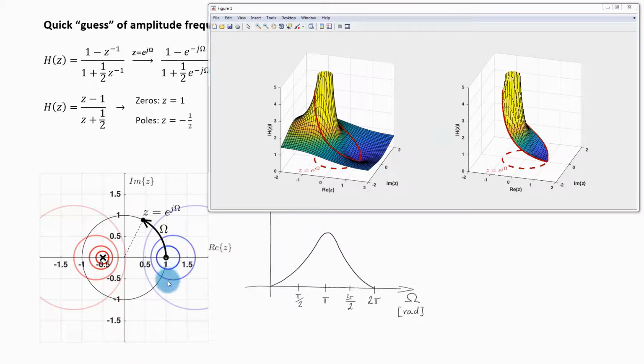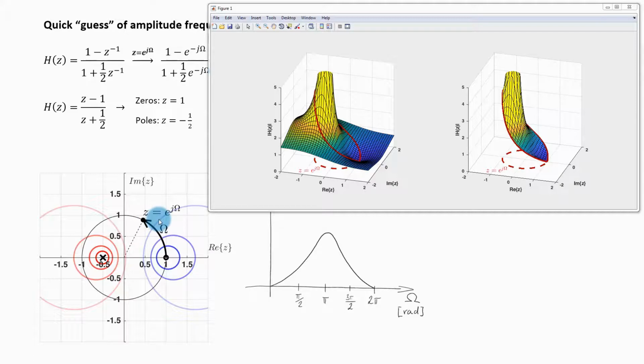Now, with the Laplace transform, I got the frequency characteristic by tracing the magnitude of the transfer function over the imaginary axis. This was because with the Laplace transform, I needed to substitute j omega for s to get the frequency characteristic from the transfer function. With the Z transform, the substitution that gives me the frequency characteristic from the transfer function is this. I need to substitute e to the j omega for Z.